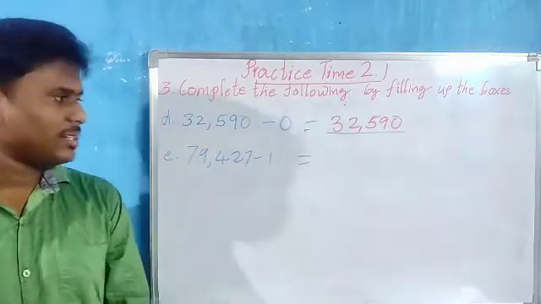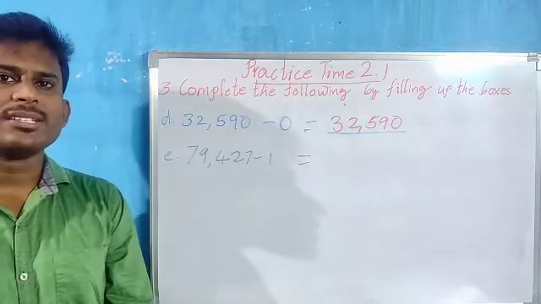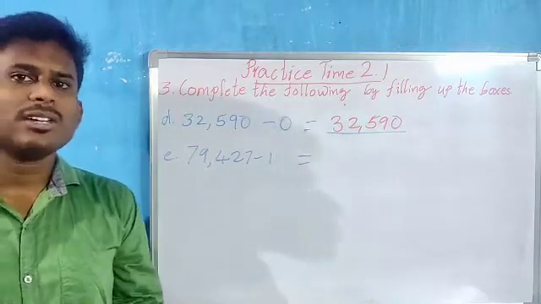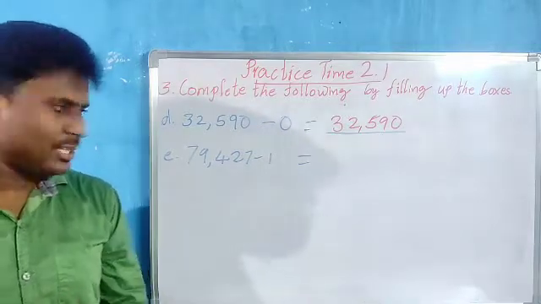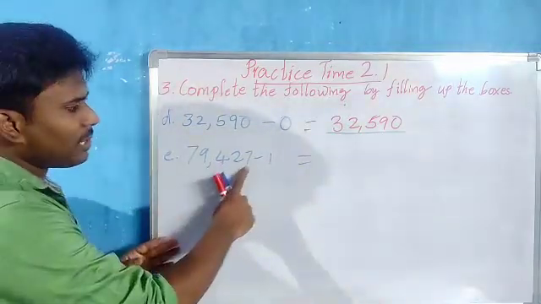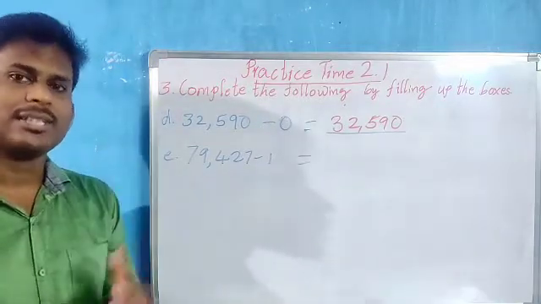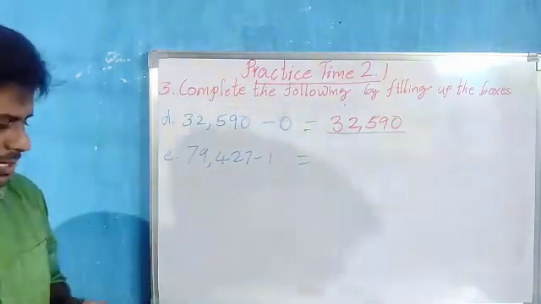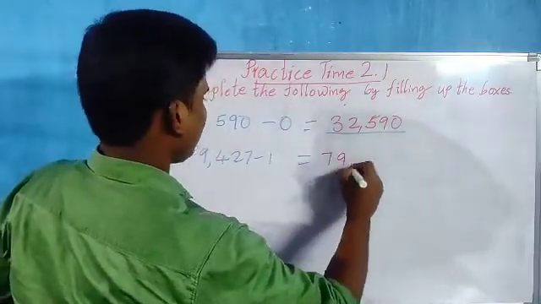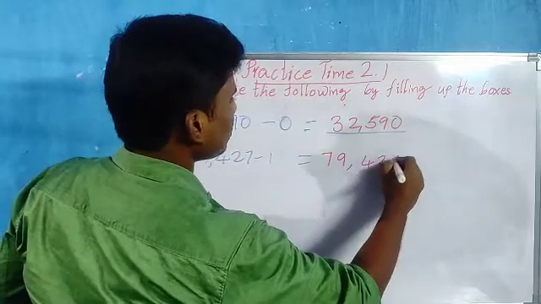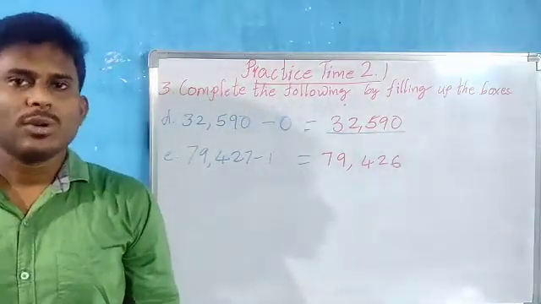Now see this, children, what are we subtracting here? Minus 1 we are subtracting. As per the properties of subtraction, when we subtract 1 from any number, what number comes? The previous number, also called the predecessor, children. We are subtracting from the ones place only. 7 minus 1 gives us 6 in the ones place, children. Remaining all places same. So our answer is 79,426, children.